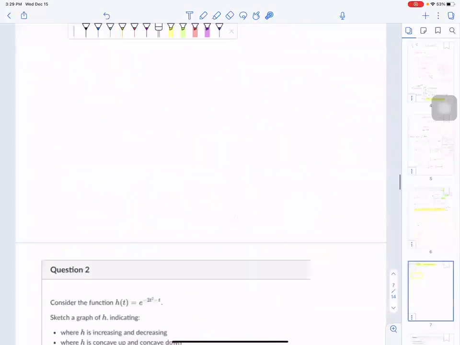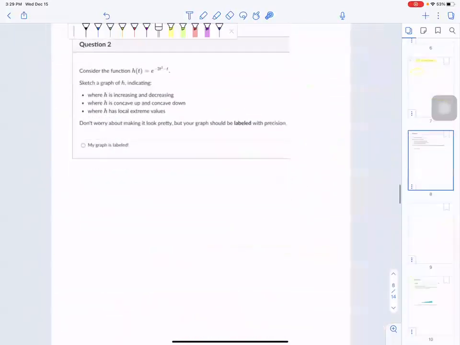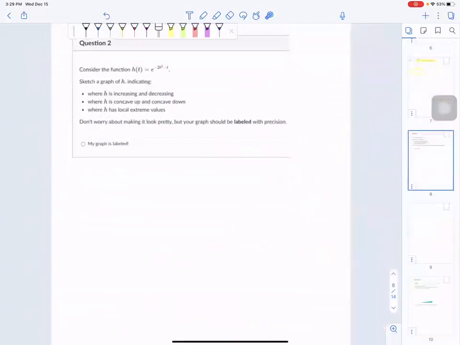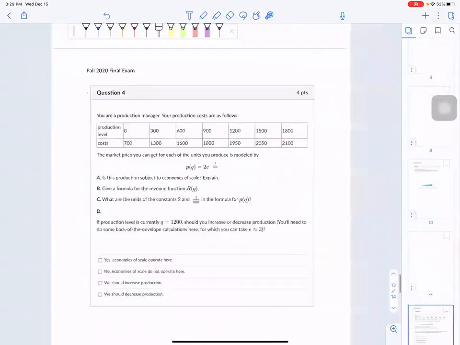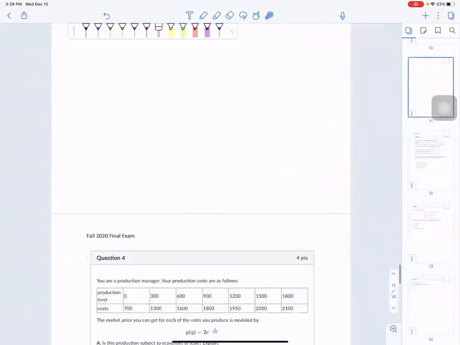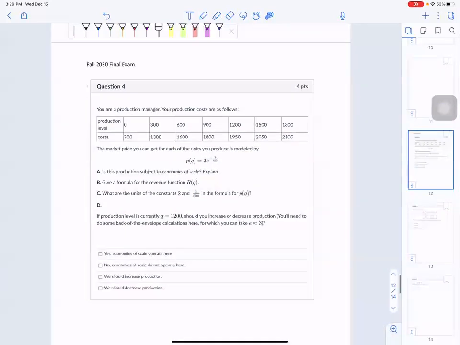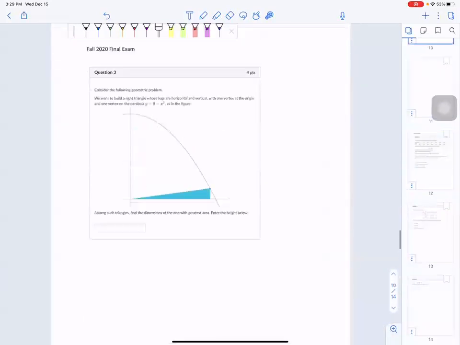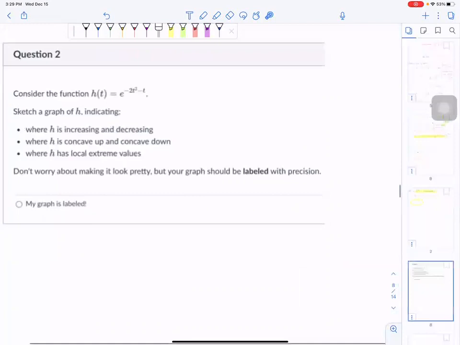Okay, so let's do question 2. How many questions are in? 6. Okay. I would like to say I did not end up getting question 4. So yeah, let's just keep continuing.